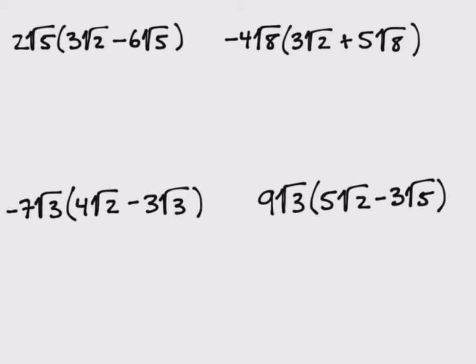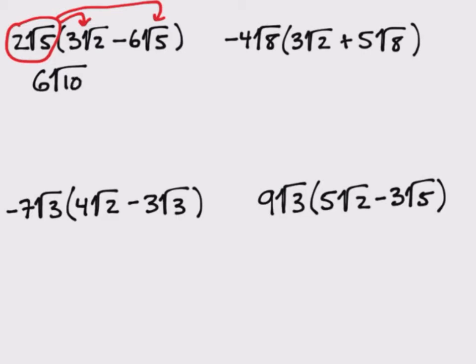We're going to handle this in exactly the same way that we always have. Whenever we see multiple things inside of parentheses, we're going to use the distributive property. So for instance, in our first example, all we're going to do is multiply 2 times the square root of 5 by both 3 times the square root of 2 and by negative 6 times the square root of 5. All right, again, we're going to handle the integers with the integers and the radicals with the radicals. So for our first set of multiplication, 2 times 3 is 6. The square root of 5 times the square root of 2 is the square root of 10.